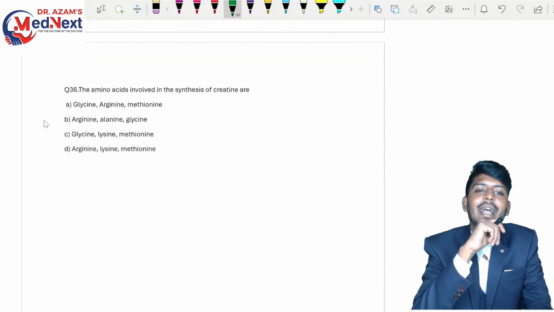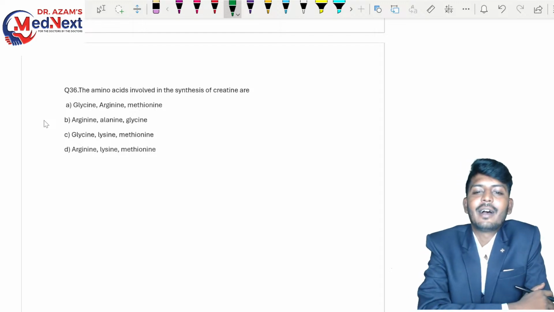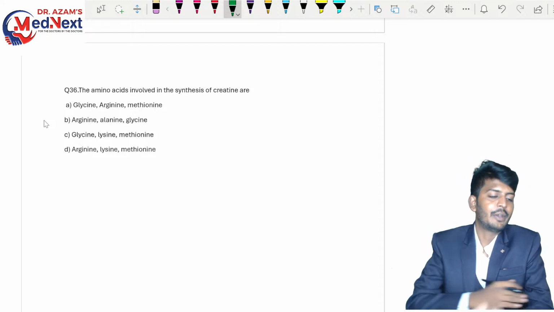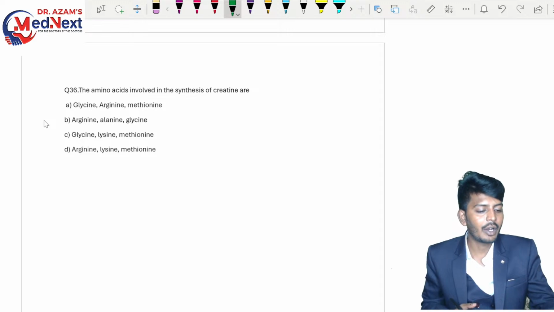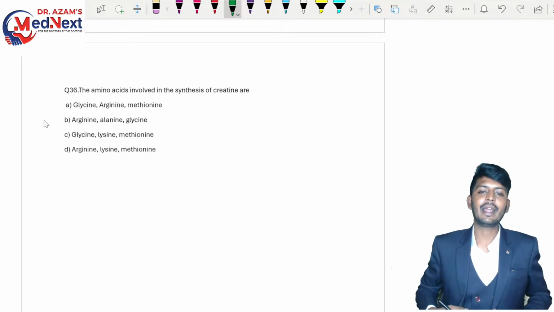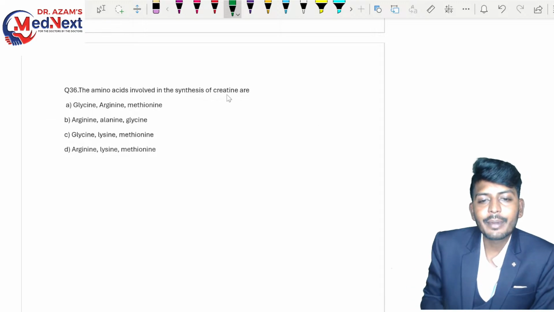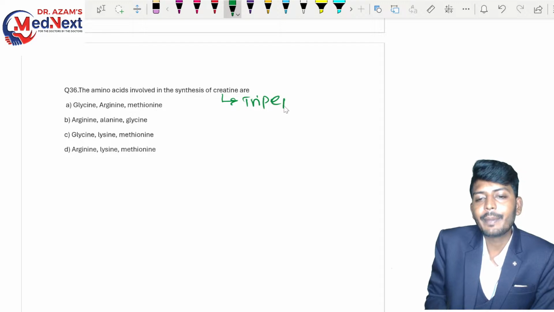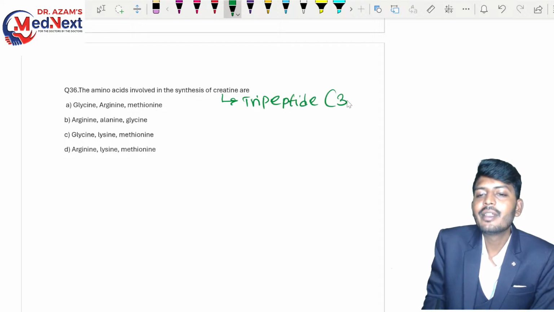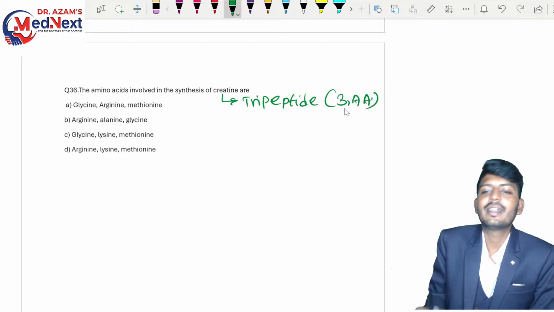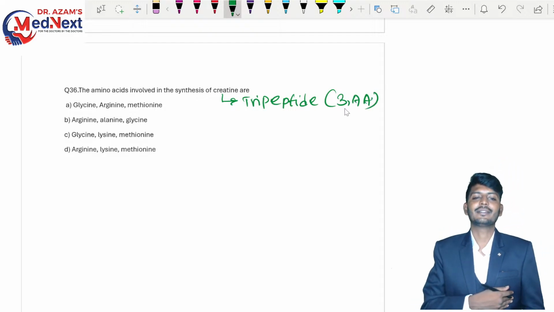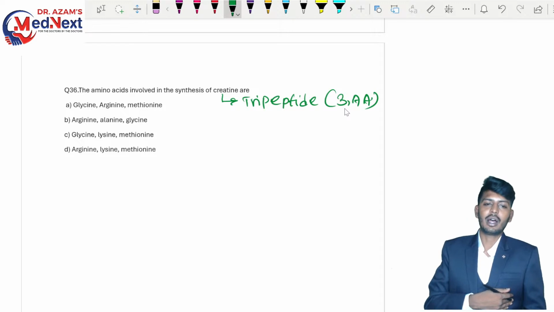Amino acids involved in the synthesis of creatine are. कौन सी ऐसा amino acids होता है जो creatine के अंदर involve होता है? So पहले समझते हैं what is creatine. Creatine is a type of tripeptide, बच्चों. What is that? It is a type of tripeptide. Tripeptide means 3 amino acids. Okay, so what are those?